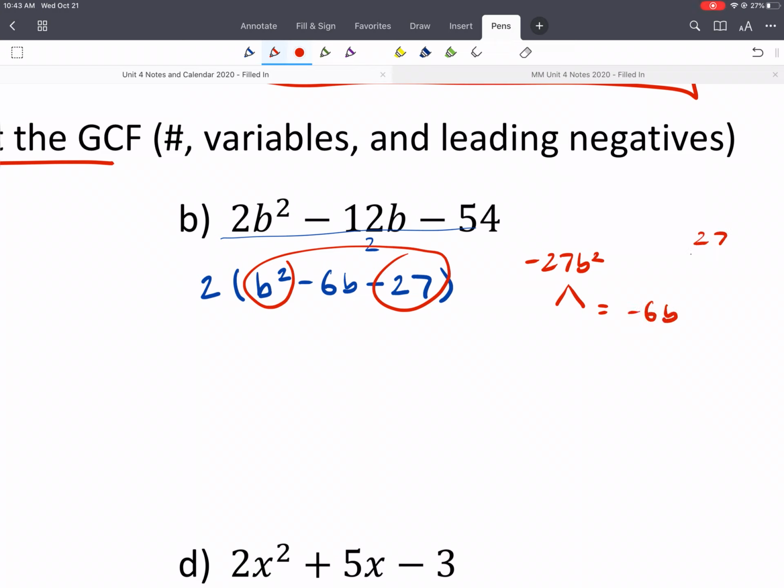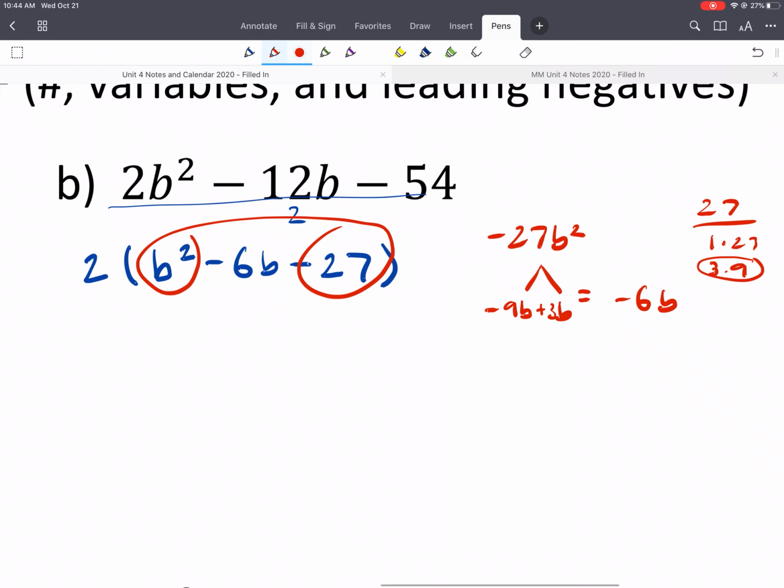So negative 27b squared. It needs to add up to give us a negative 6b. So for 27, the only choices are 1 and 27. 2 doesn't go, 3 does, 3 and 9. 4 doesn't, 5 doesn't. Looks like 3 and 9 is going to work for us. So we'd need to do something like negative 9b and a positive 3b. Since we took out the GCF, a here is 1, so we can use the shortcut. We'd do 2 times b minus 9 and b plus 3.